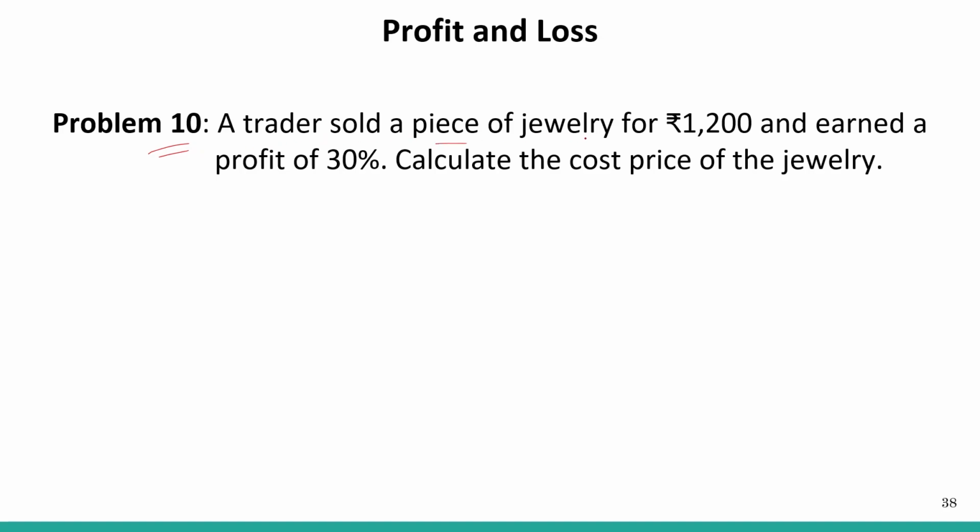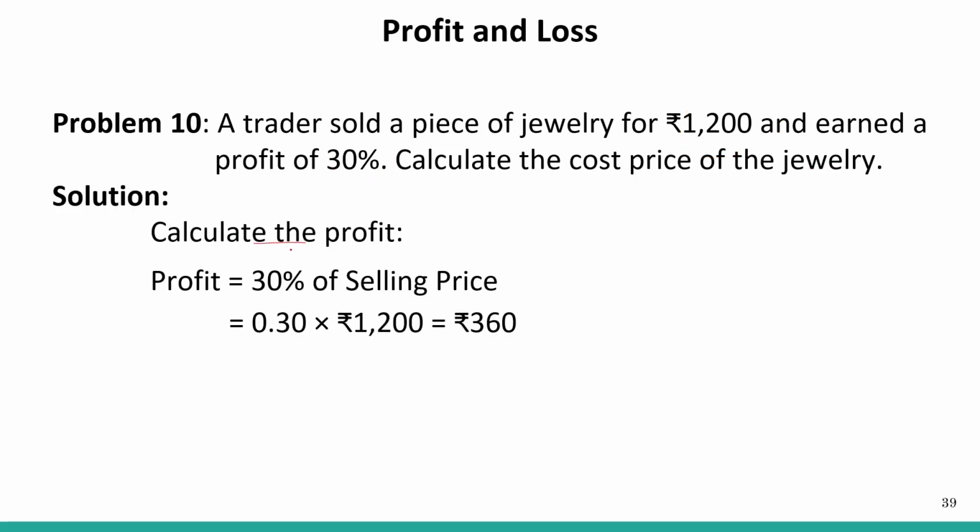A trader sold a piece of jewelry for 1200 rupees and earned a profit of 30%. Okay. So to calculate the cost of the jewelry, so the profit will be what? Profit is equal to 30% of the selling price. So the selling price is 1200. So the decimal form of 30% will be what? 0.30. So multiplying these two, we get the profit amount, that is 360 rupees.